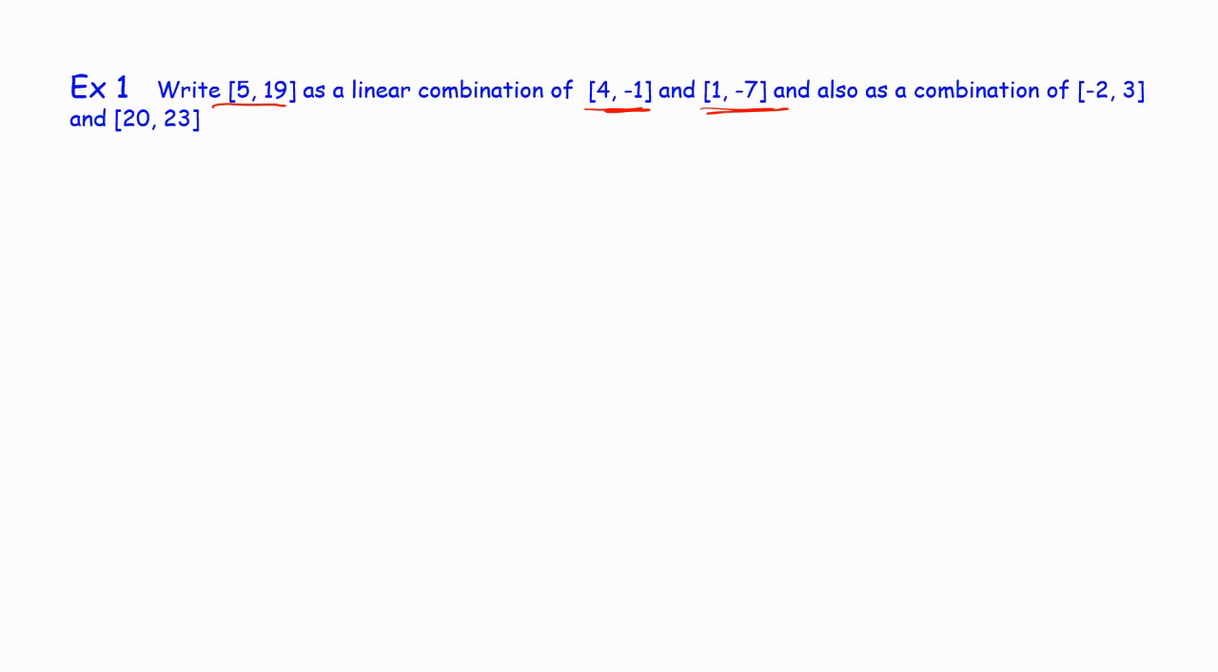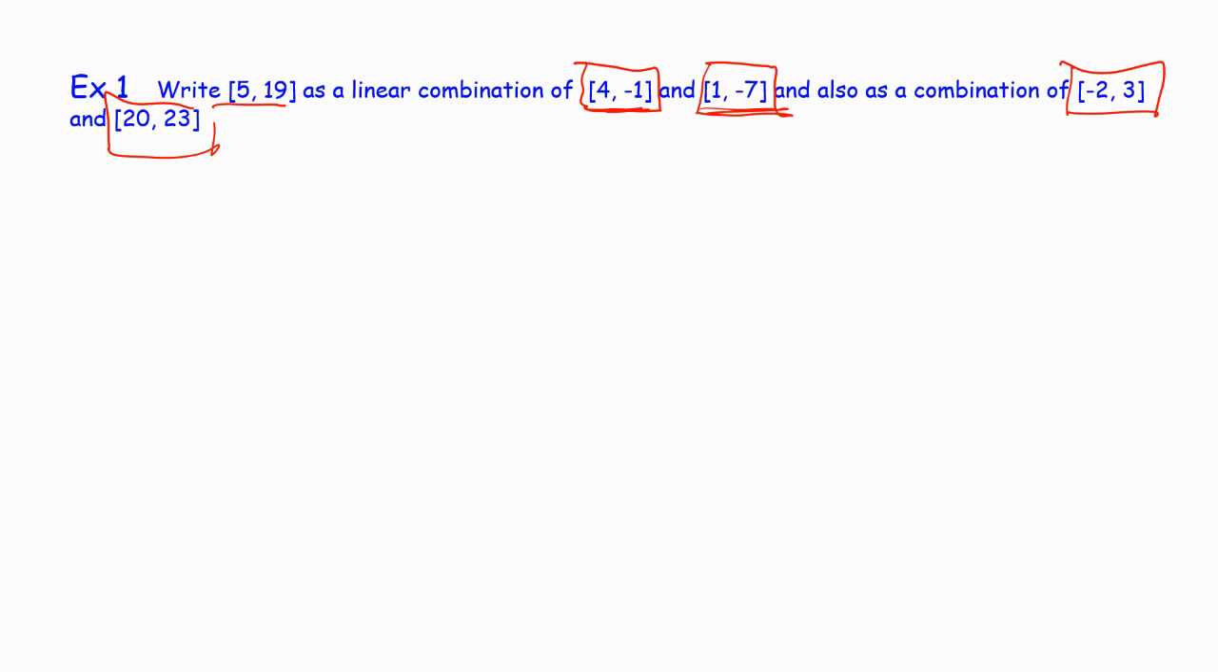Now, as long as those vectors are not collinear, it should be possible. So we're trying to make these vectors become like basis vectors. That's not the i vector, that's not the j vector. Neither of those is the i or the j vector. But I'm still saying that I can reach the 5, 19 vector by finding some scalars to multiply these two by. I'm also saying it may be possible to take these other two vectors and do the same thing. We're going to try the 4, minus 1 and the 1, minus 7 first. In fact, I'm going to let you do the second one, but let's try the first one first.